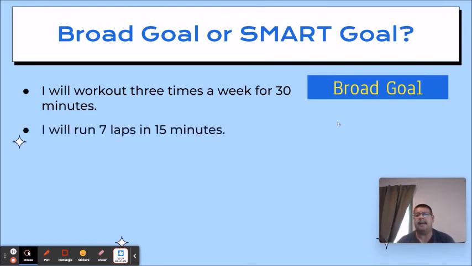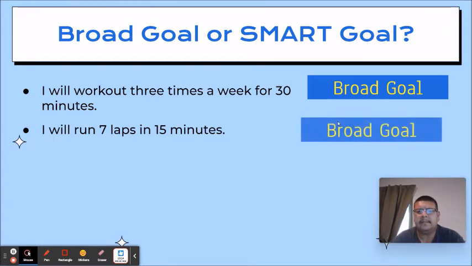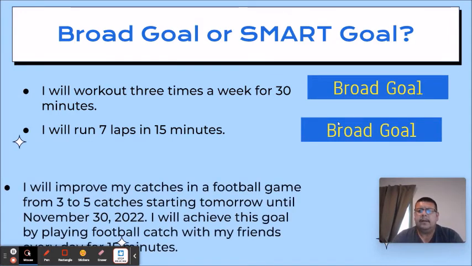I will run 7 laps in 15 minutes. What do you think that is? A broad goal or a SMART goal? If you say broad goal, that's correct. It doesn't say when you're going to meet the goal. It doesn't say why you're going to meet the goal, how you're going to meet the goal, or where you are going to meet the goal.